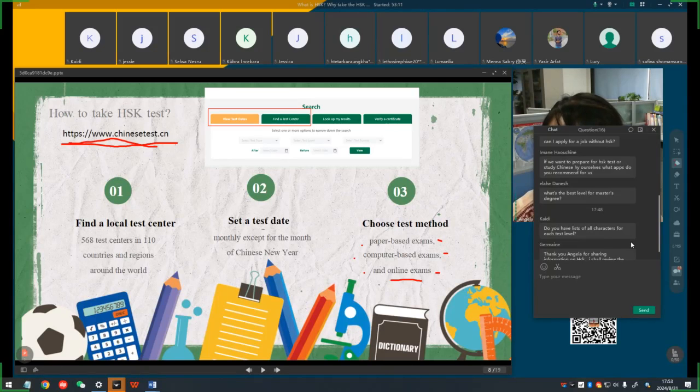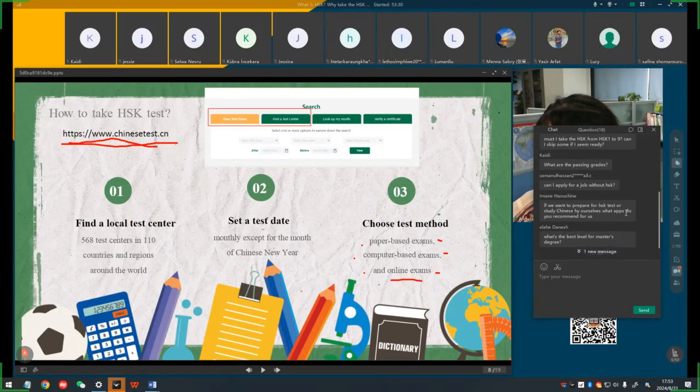Do you have lists of all characters for each test level? You can find it from the HSK test website. You just choose different levels, and they will list the words and characters for each level that you need to study.